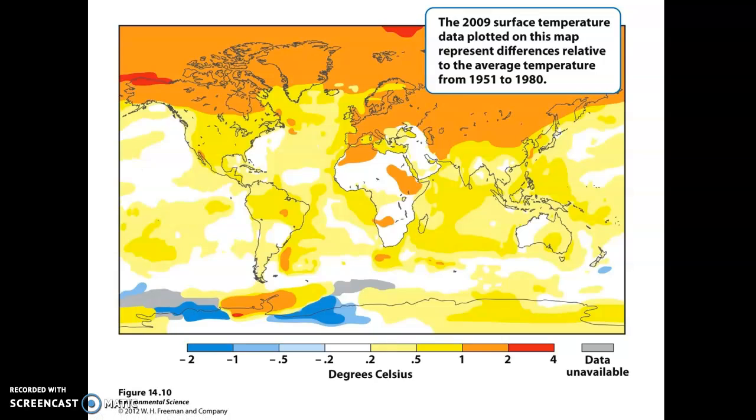So look at the graph and see where is it warming the most. It's warming the most at the northernmost latitudes, right? The North Pole area. So scientists aren't completely sure of why that is, so they're still working on that mystery.